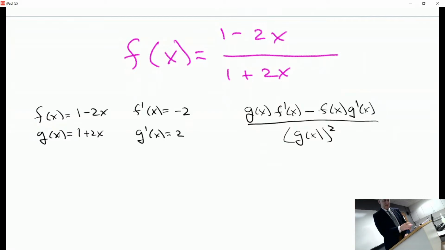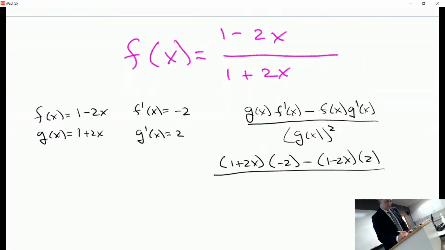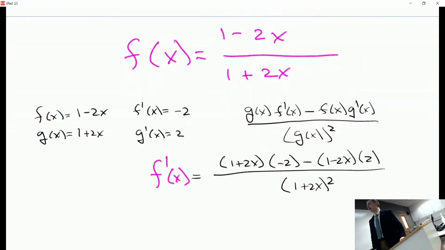So anyway, getting back to this, let's go ahead and plug all this in. g of x was 1 plus 2x times f prime of x minus f of x, 1 minus 2x, times g prime of x, all over 1 plus 2x quantity squared. So this, I should have changed back to this pink color. That's the pink f, that one up there.